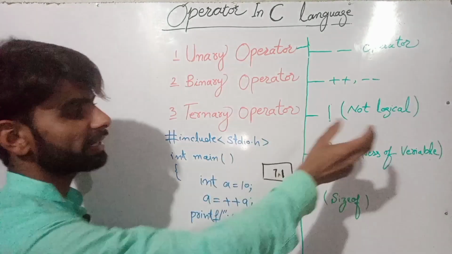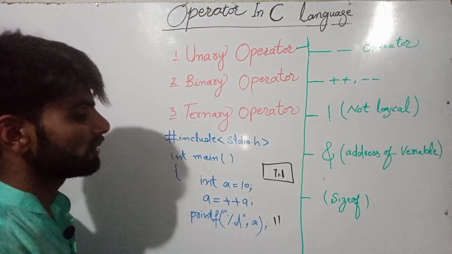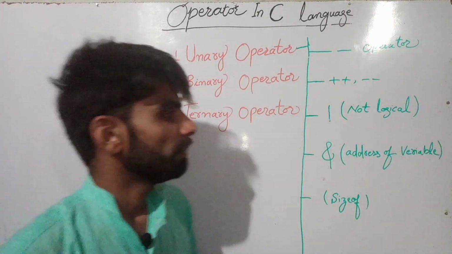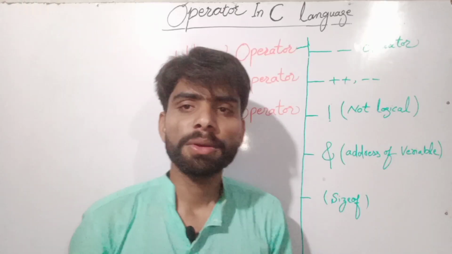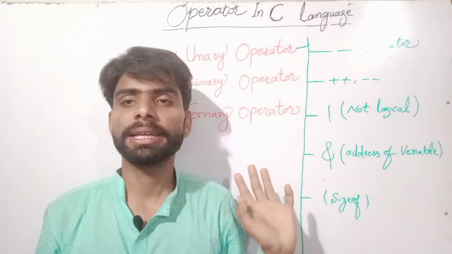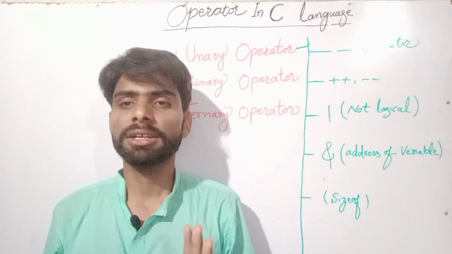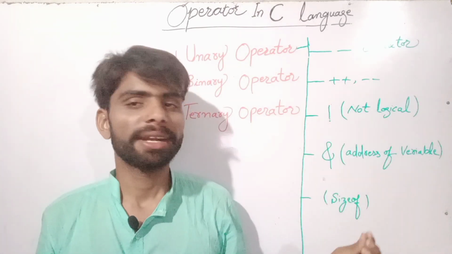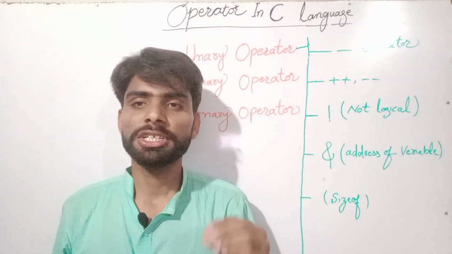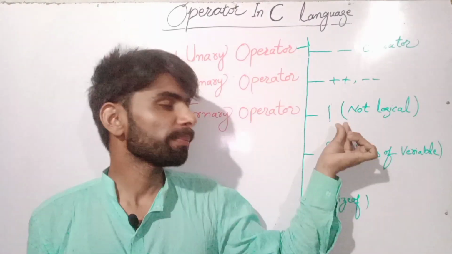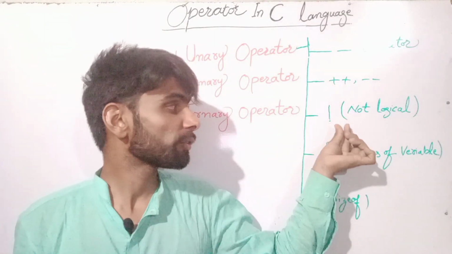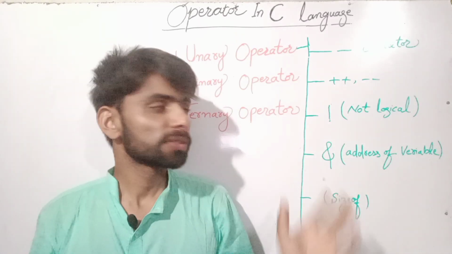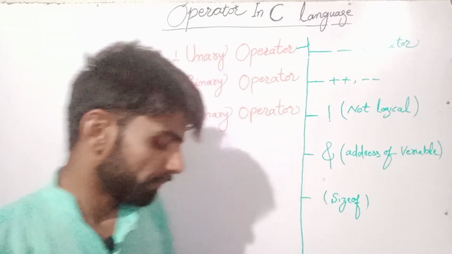So let's understand the next operator, that is the not logical operator. Basically, the not logical operator is used on conditions: if a condition is true, it will give the output false, right? If we write a true condition and put the not logical operator, then it will give a false result. Let's understand with an example.